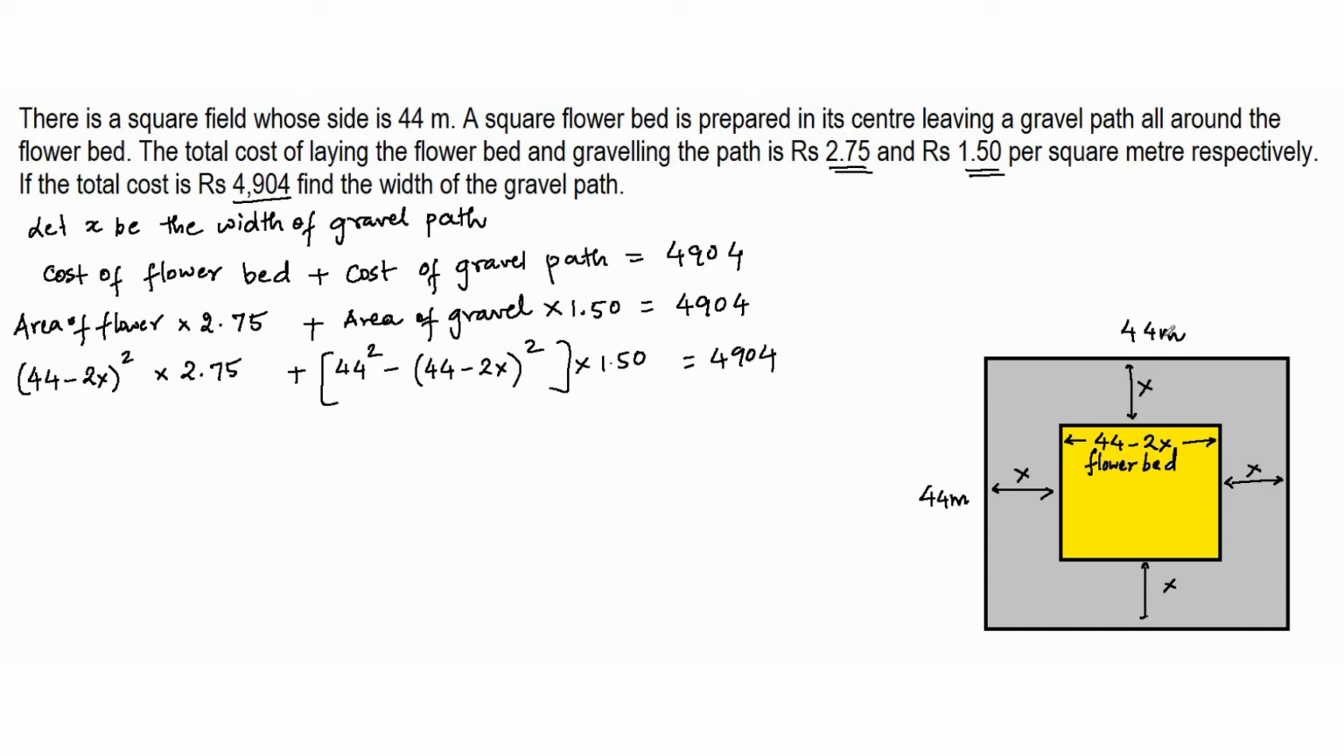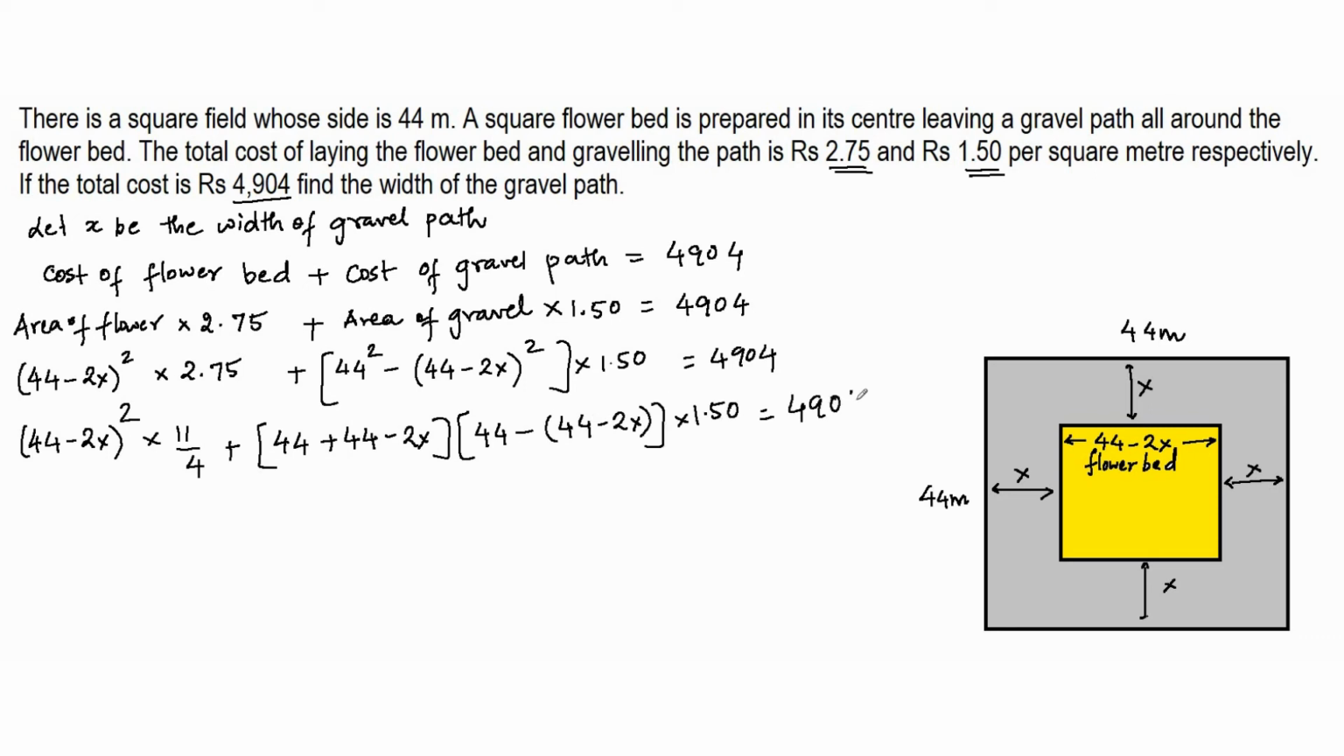So the area of the gravel path was calculated as the area of the full square minus the area of the flower bed. Now I can expand this particular term, but before that let me convert 2.75 into fractional form, which is 11 by 4. I can use a square minus b square here, that's going to be a plus b multiplied by a minus b, right? And this whole thing multiplied by 1.50 is equal to 4,904.